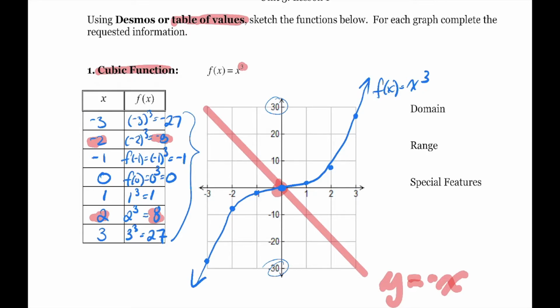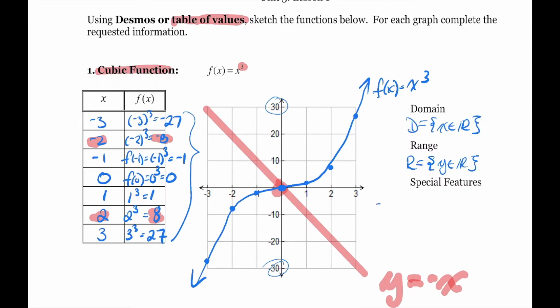So let's look at the characteristics. The domain here is, well, it's going to be any real number, and that's it. In other words, we could put any number in there and we could cube it. We're always going to cube it, and we're always going to get an answer. And really, for the range, we're going to see that we could get any answer as well.